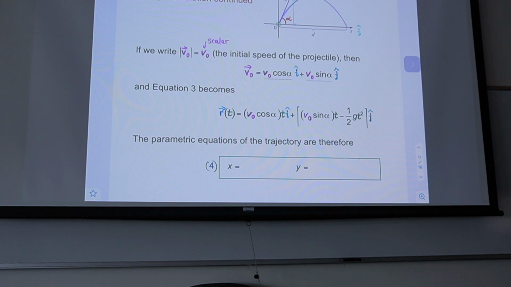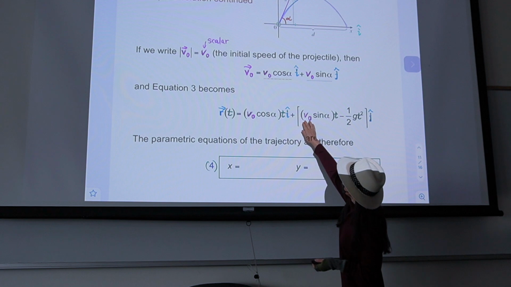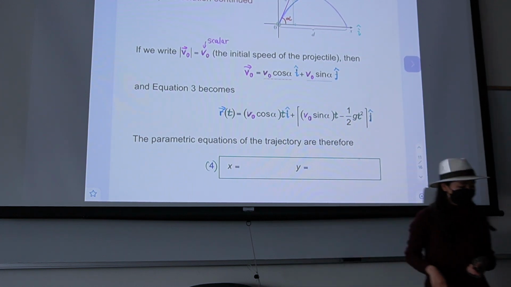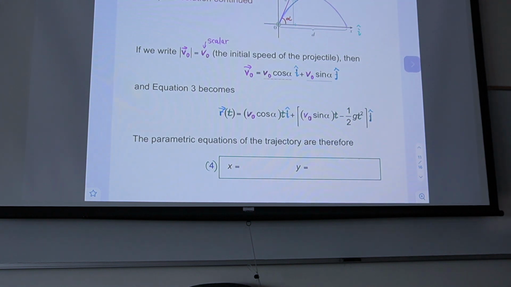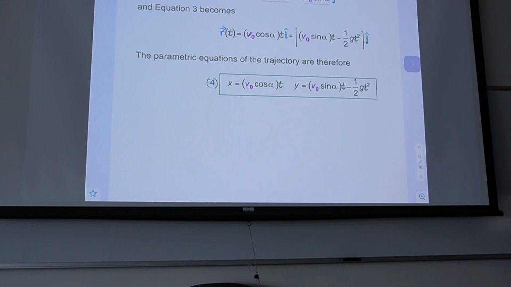So the parametric equations of the trajectory are therefore x equal to what? x equal to this part right here, this is the x component. And then the y component will be this one over here. So those are the parametric equations of the trajectory. We are trying to maximize the x right there.